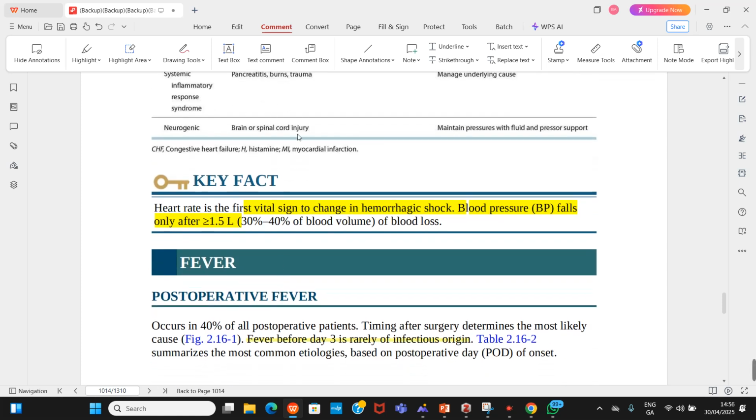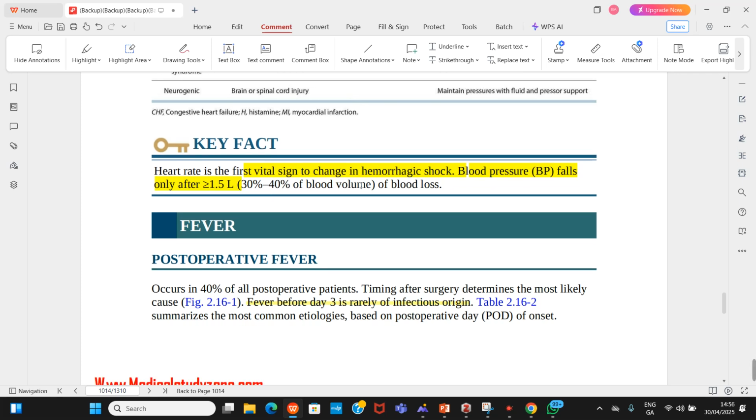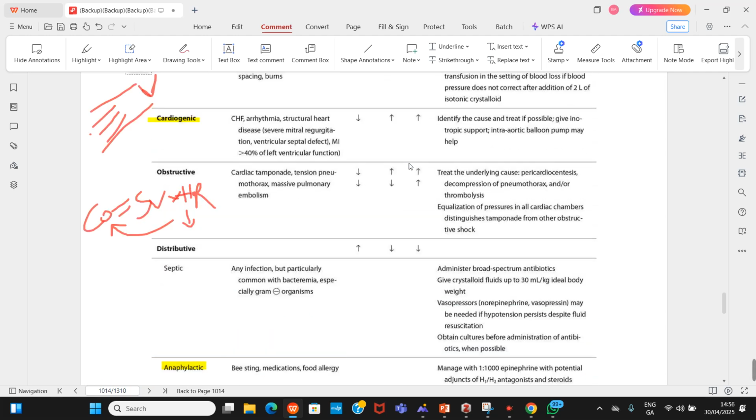Then go and repair the brain or the spinal cord injury. So the first thing that changes in somebody with hemorrhagic shock, especially, is what? The heart rate. The heart rate starts going up. So the BP will start falling if the person has lost like 1.5 liters. So that means that we might not see significant change in blood pressure until the person has lost like 1.5 liters of blood. So let us look at the question here.